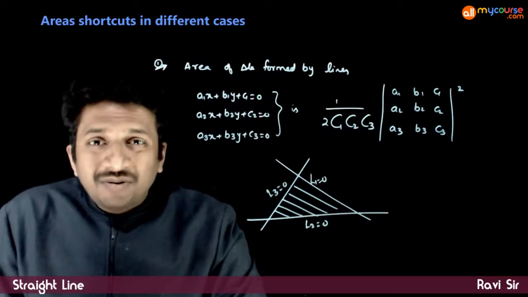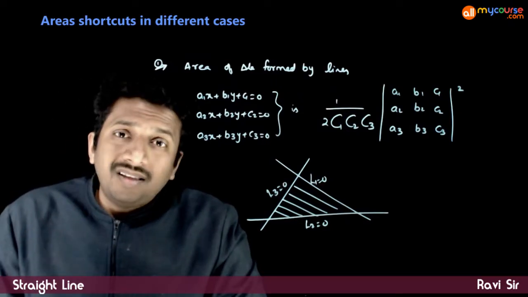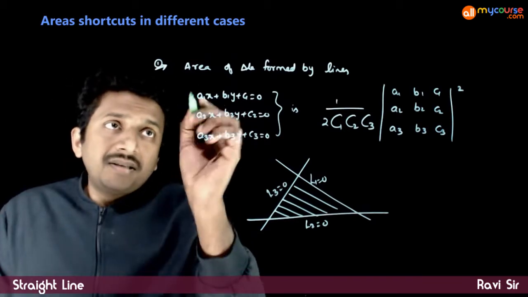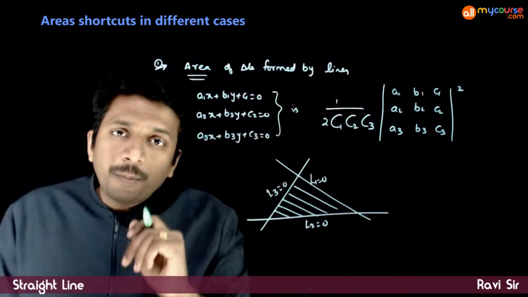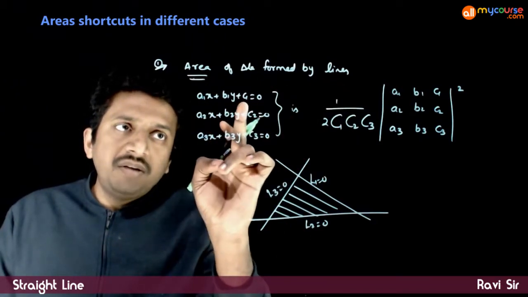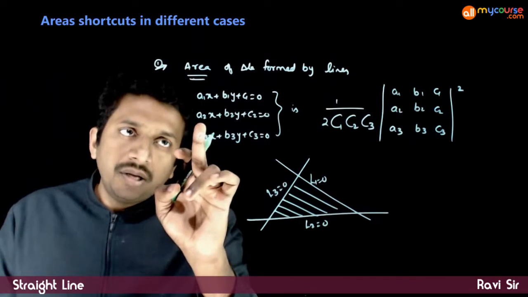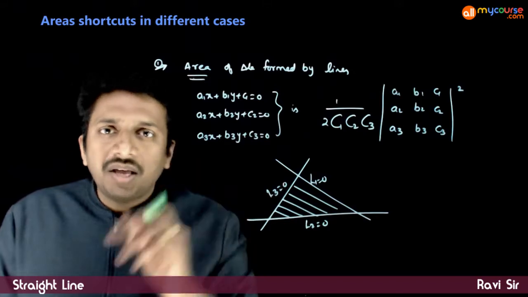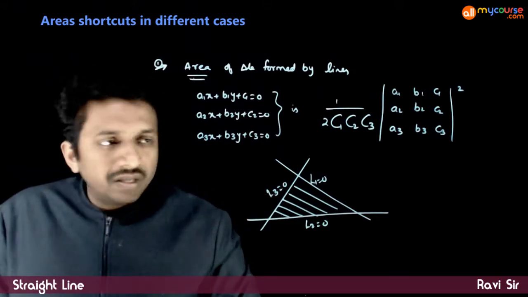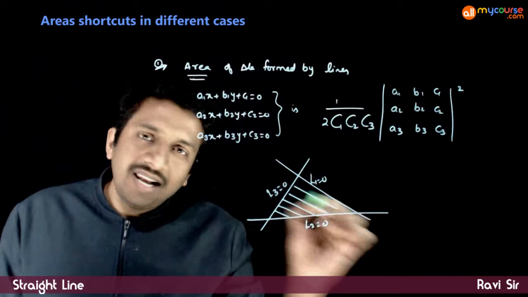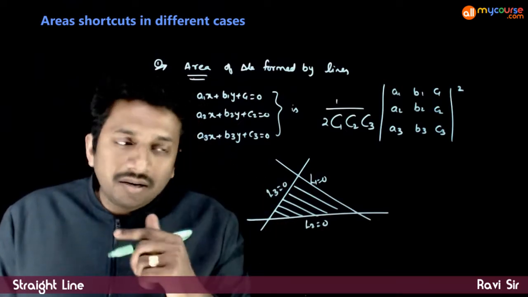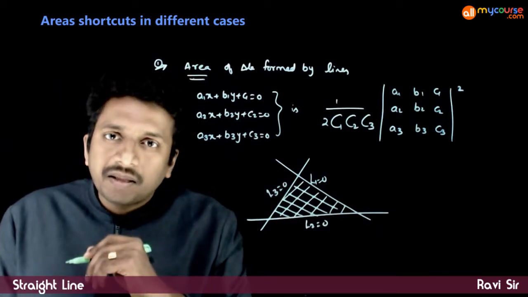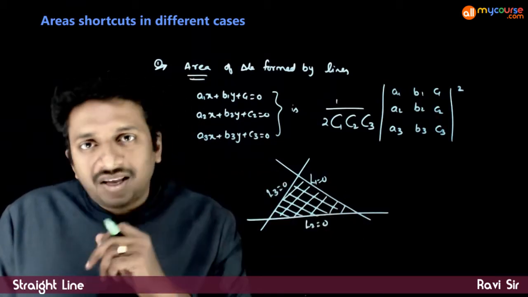In this video, let us look at some shortcuts to find the areas of triangles in different cases. First, the area of the triangle formed by the lines a1x + b1y + c1 = 0, a2x + b2y + c2 = 0, a3x + b3y + c3 = 0. Suppose you have three lines. If they are not concurrent, obviously they'll form a triangle among themselves. Now, what is the area of this triangle?